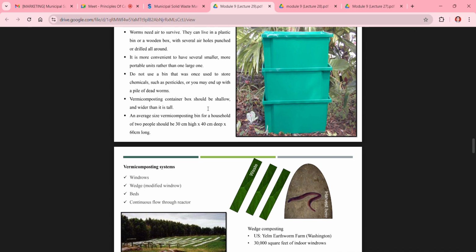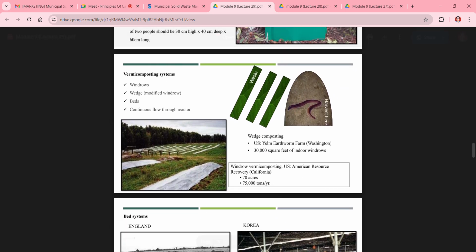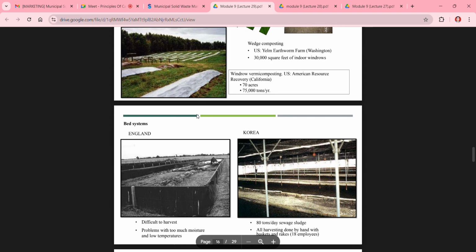Then the vermicomposting container box should be shallow and wider than it is tall for the proper aeration process. An average size vermicomposting bin for a household of 2 people should be 30 to 40 centimeters deep and 60 centimeters long. Then there are different types of vermicomposting systems, like windrows, beds, or continuous flow-through reactors.